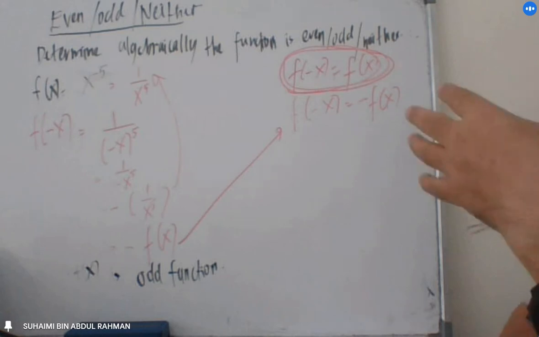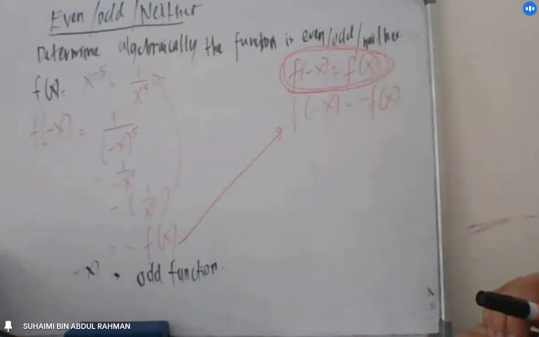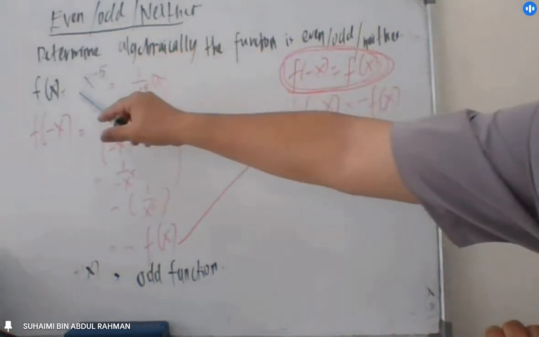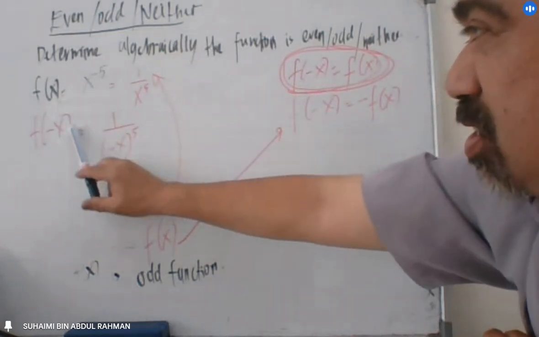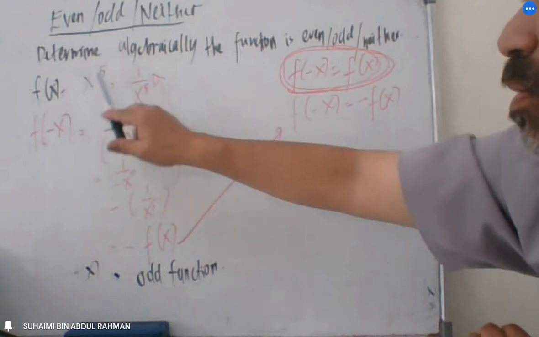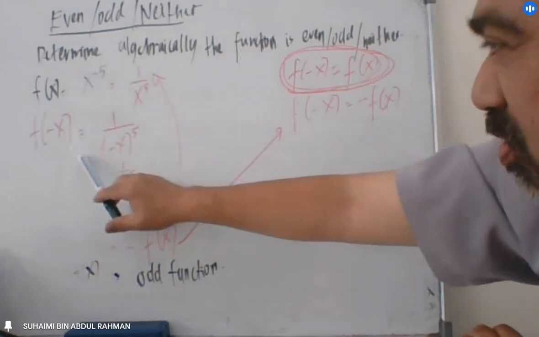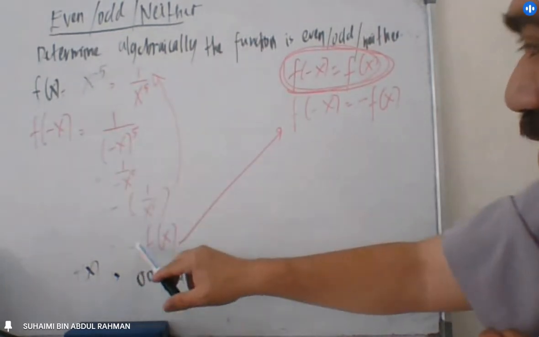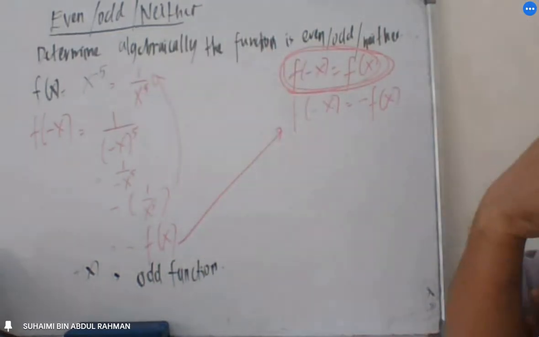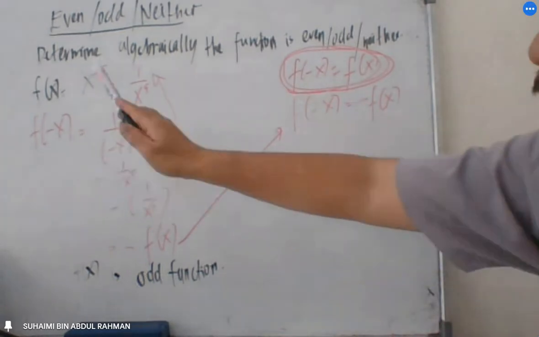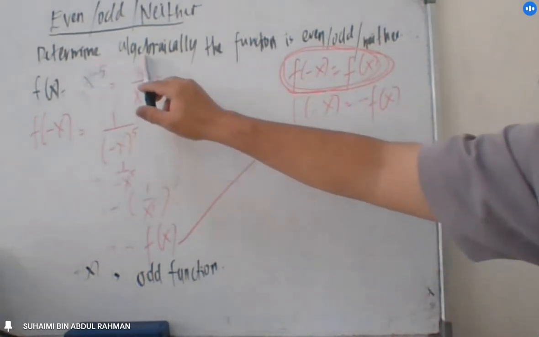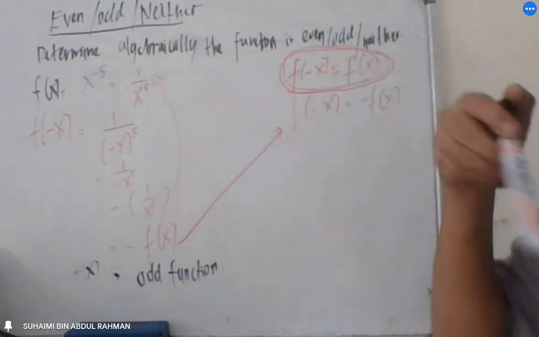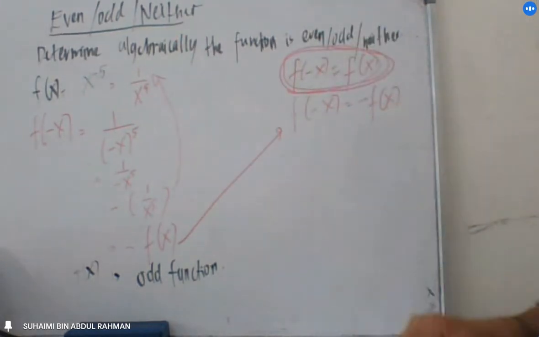Right. So different from the previous one, because for the previous one, when we substitute x with minus x, we get the same as this. But for this, no, not the same. It is the same as minus of. Why? Because x to the power of minus 5 is changed into 1 over x to the power of 5.